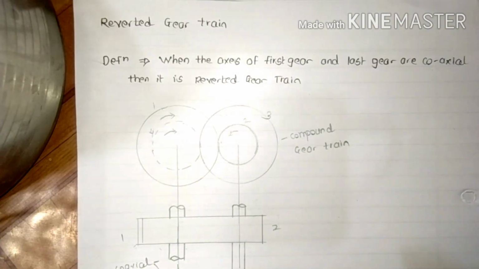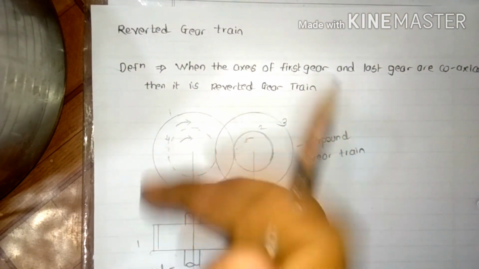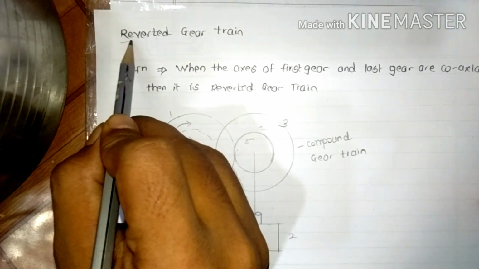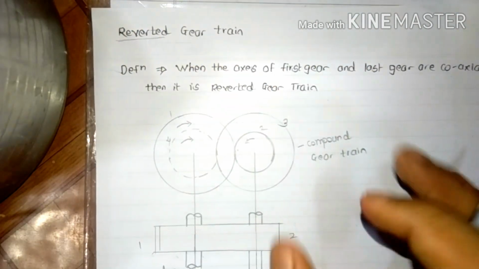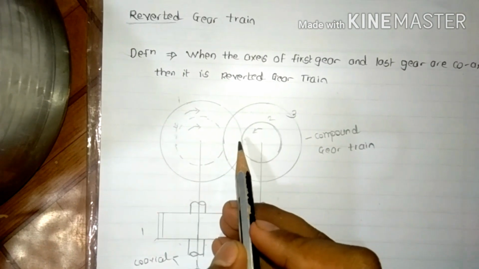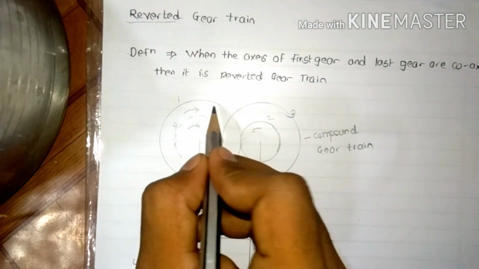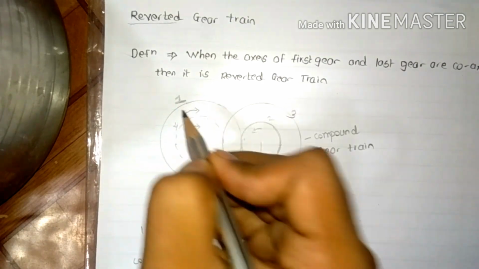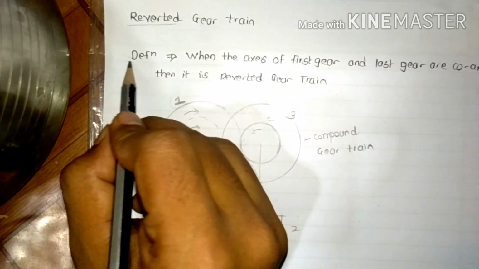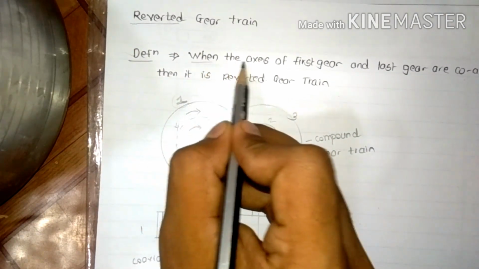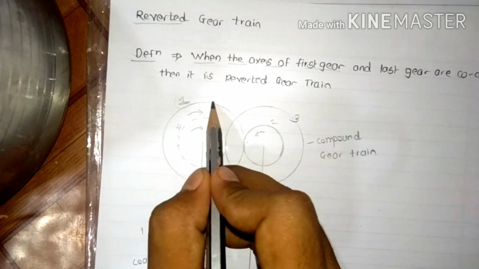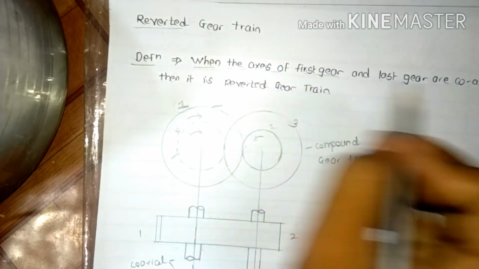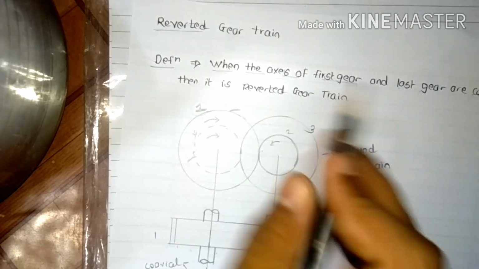Next, our third type is reverted gear train. The name itself represents the gear that is reverted, meaning to revert the motion that we initially transferred and finally get the same motion as output. Here we have a definition of gear train. When the axis of the first gear, that is first driver, and the last gear, that is last driven, are coaxial, then it is reverted gear train.